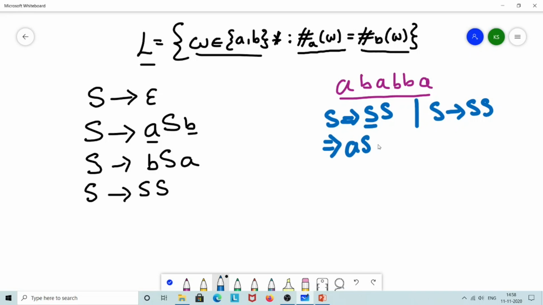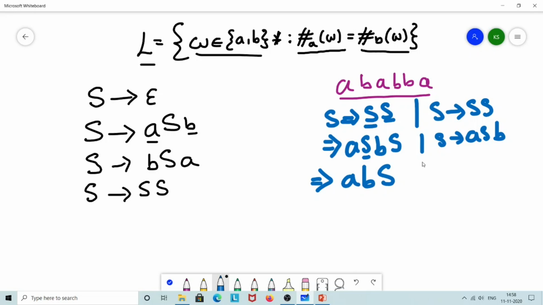A, S, B, and this is the S, which I write as it is. This is the rule I have applied, ASB. Now this S needs to be evaluated to epsilon. If I evaluate that to epsilon, then I'll get AB. S gives epsilon. This is the rule I have applied.